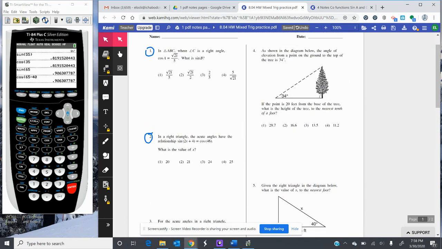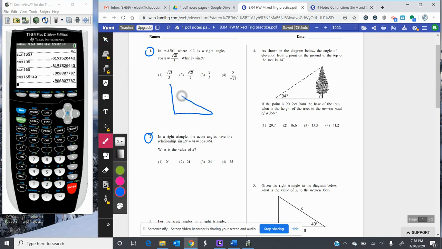Number 1 is pretty self-explanatory. If you draw a picture and label your adjacent side and your hypotenuse. So here we have a picture. C is the right angle. A is here. Now remember, we have adjacent over hypotenuse. So the adjacent side to angle A here is the square root of 21, and the hypotenuse, the denominator, is going to be 5. So that's how you can draw a picture from those words and symbols.